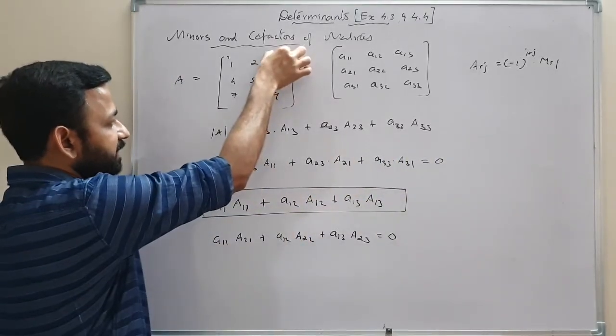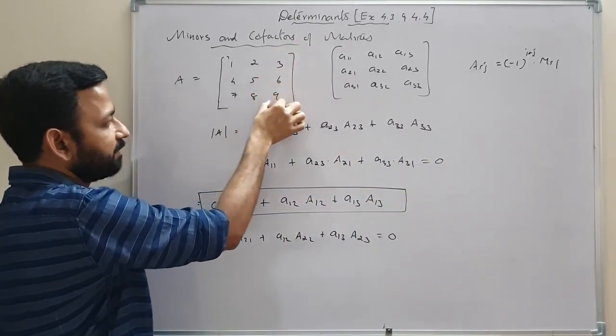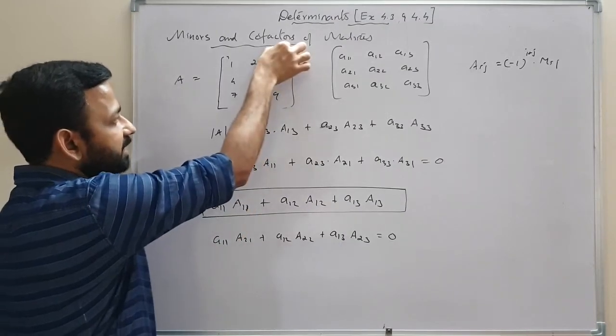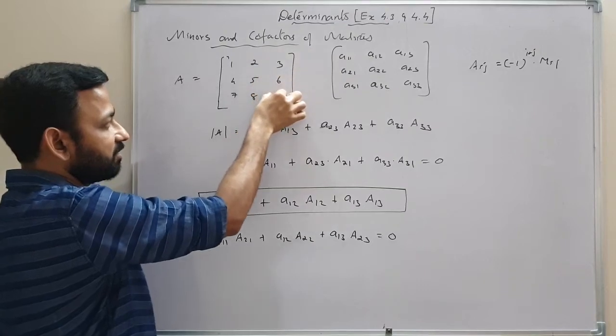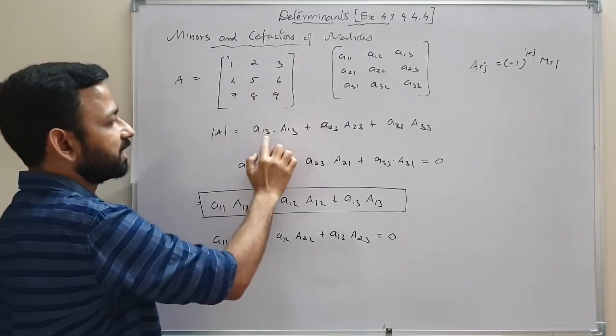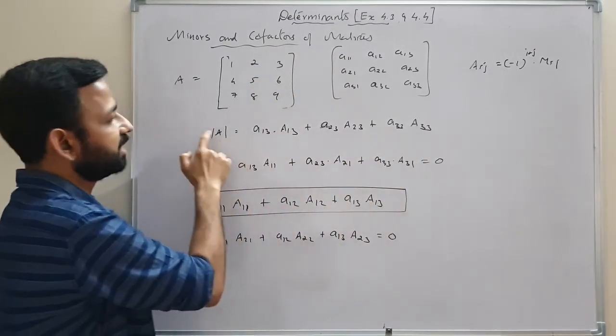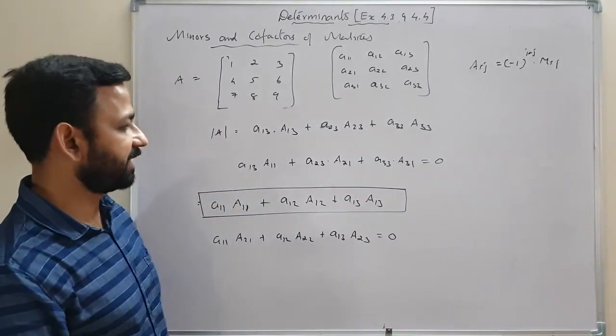But if we find the sum of the products of the elements of the third column and the cofactors of the third column, the answer will be the determinant of that matrix.